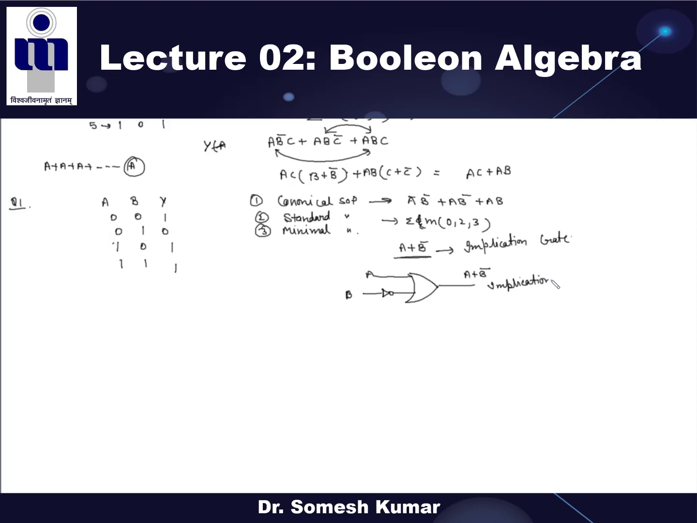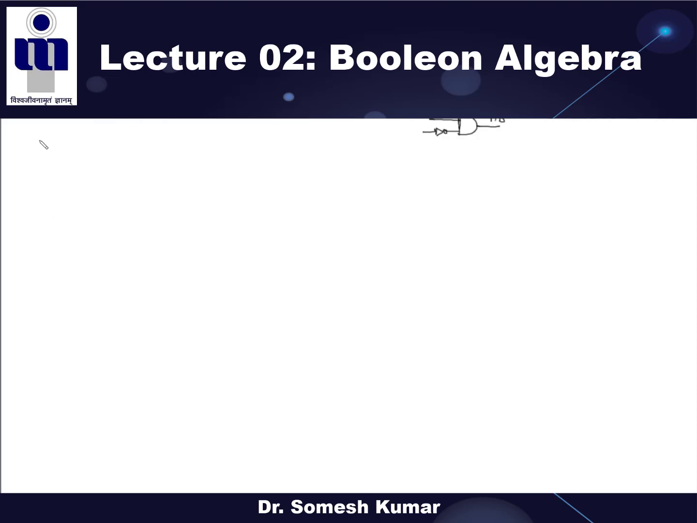Several times this is asked in objective type questions. The other function is A, B bar, and this is called the inhibition gate, meaning AND with NOT. This is your inhibition gate. So please remember these two terms, the inhibition gate and the implication gate. Now we will discuss the POS expression.